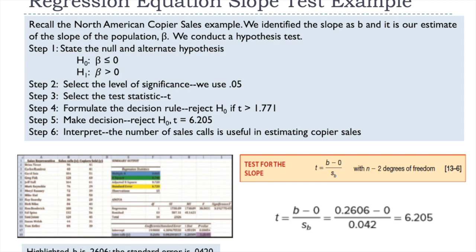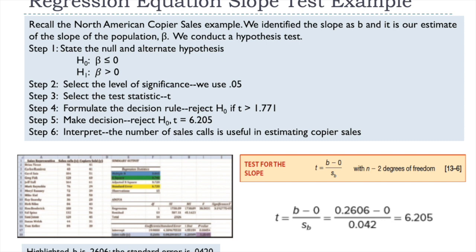Once again, we're going back to the copier example. We've already found the slope, and we're going to use that as our estimate of the slope of the population, or beta. For this example, they've decided to use a one-tailed test. So our null is that the population slope is less than or equal to 0. And then the alternate is that it's actually greater than 0. So there'd be a positive relationship. We're going to use a significance level of 0.05.